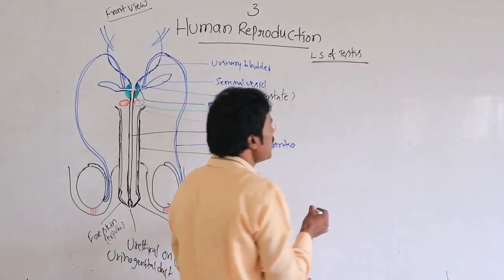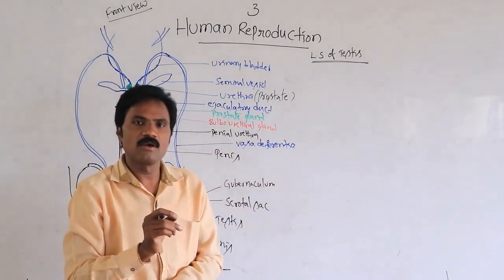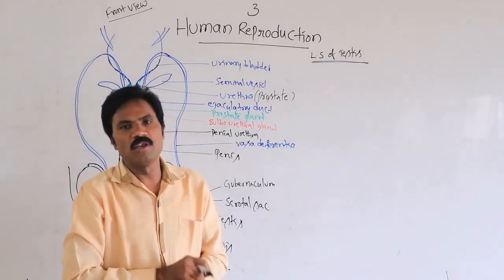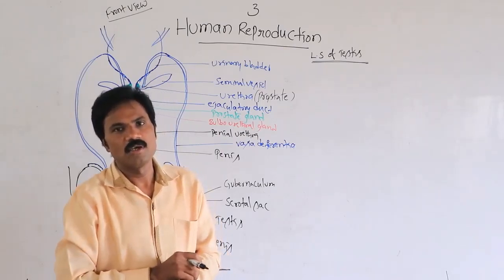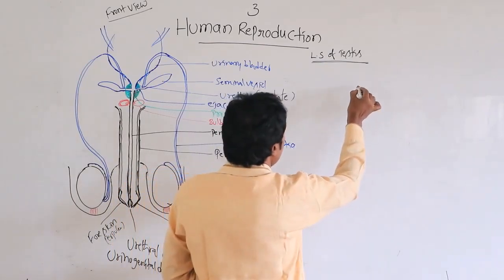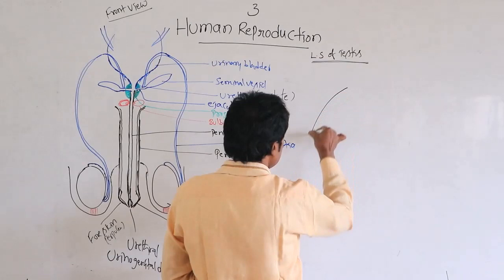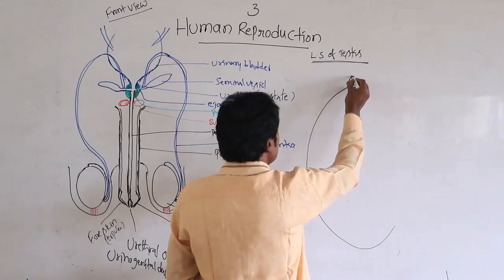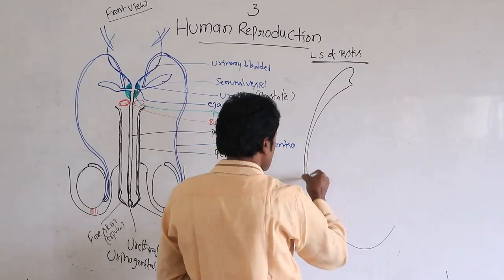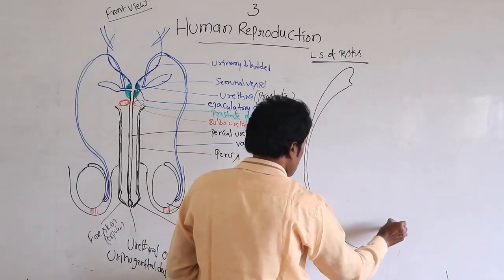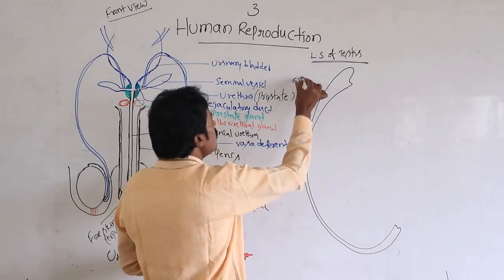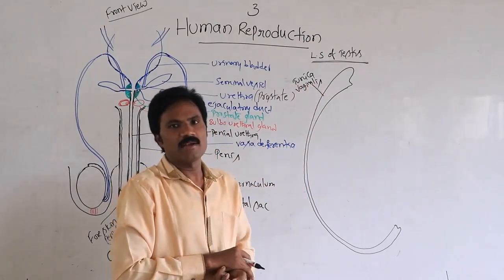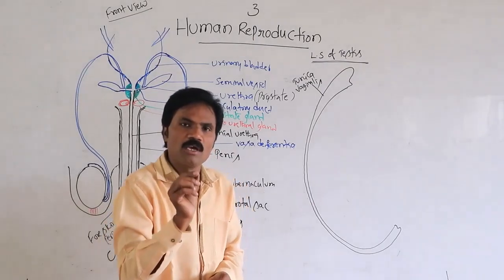Normally each and every testis is covered with 3 membranes. The outermost membrane is the tunica vaginalis, the middle one is the tunica albuginea, and the last one is the tunica vasculosa. What is the outermost layer? Tunica vaginalis. Then the second layer is the tunica albuginea.